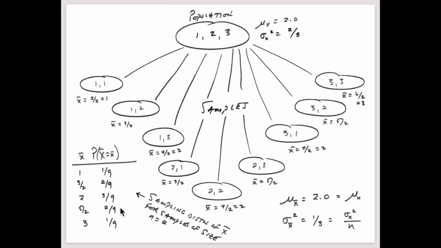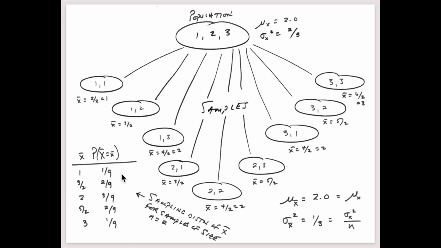Similarly, because there are only 2 samples where the sample mean is 5/2, this sample here, when we get a 3 on the first draw and a 2 on the second draw, and then this sample where we get a 2 on the first draw and a 3 on the second draw, the probability of getting a sample whose mean is 5/2 is 2/9. And then finally, the probability of getting a sample, the mean of which is 3, is just 1/9, because there's only 1 such sample.